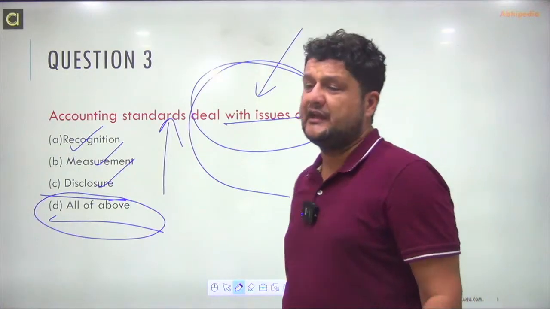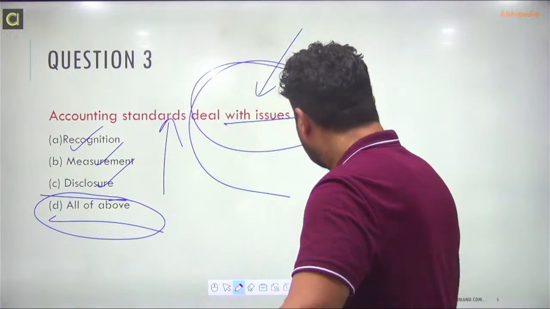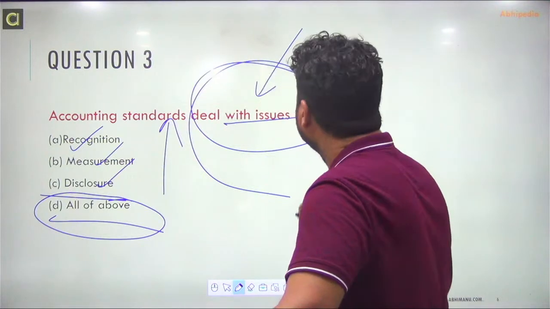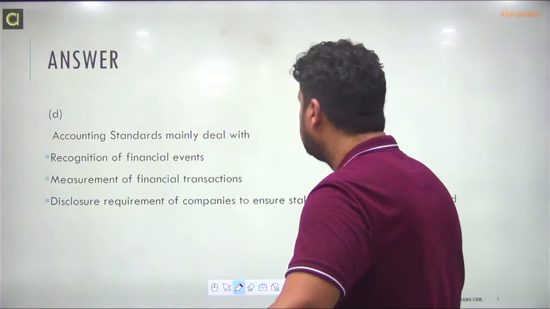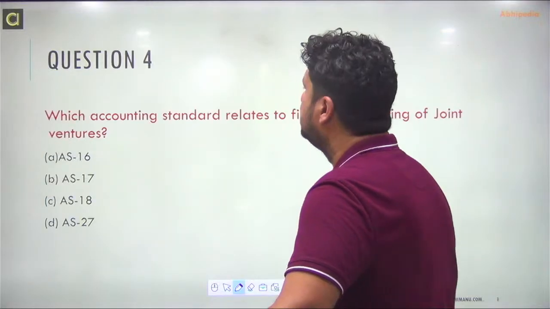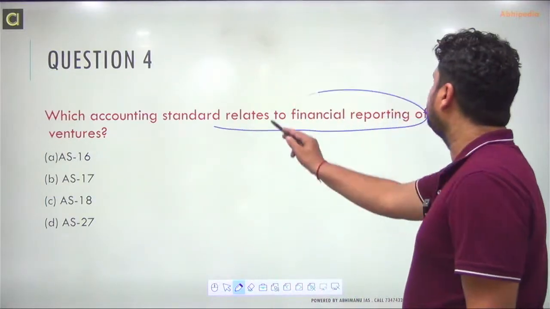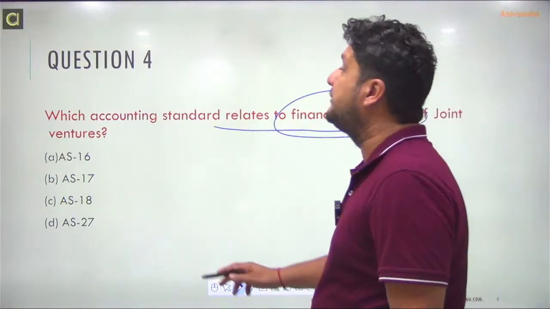So, accounting standard. Next question. Now, which of the following standards relates to financial reporting of joint ventures?